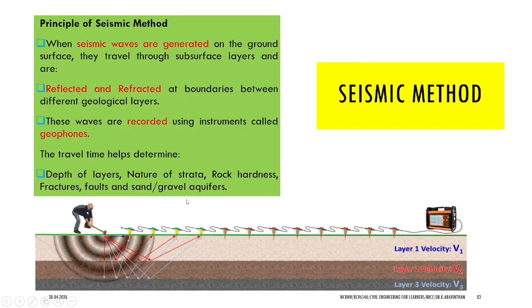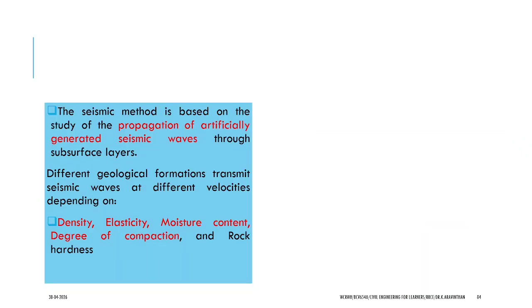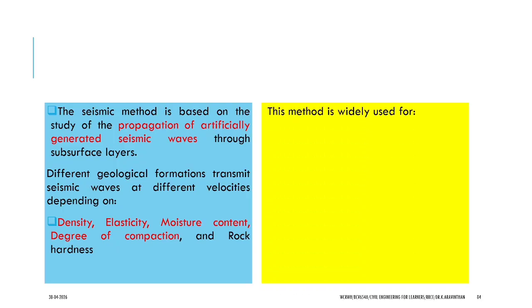This is the key principle here to understand the hardness of rock, faults, sand and gravel aquifers. Now, seismic method is based on the study of propagation of artificially generated seismic waves. This is not a natural seismic wave, this is an artificial seismic wave. Whenever you strike a hammer, one seismic wave is generated, similar to an earthquake. Now, this gives density, elasticity, moisture content, degree of compaction and rock hardness.